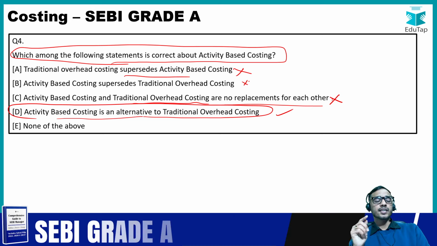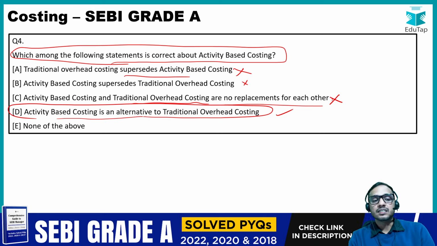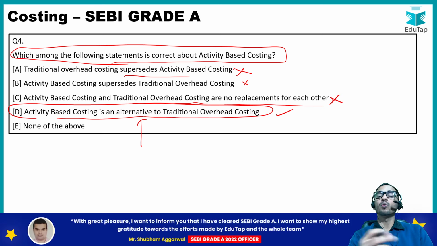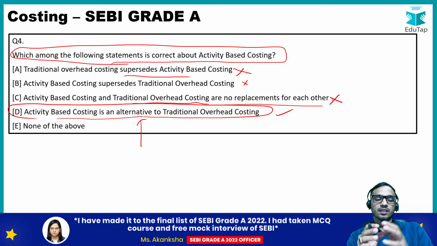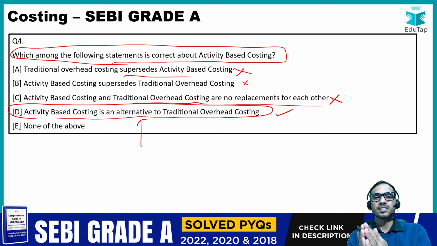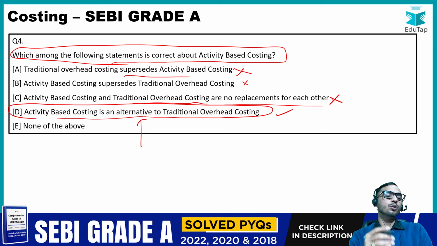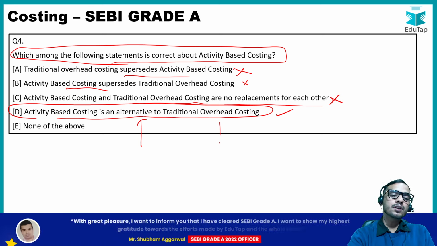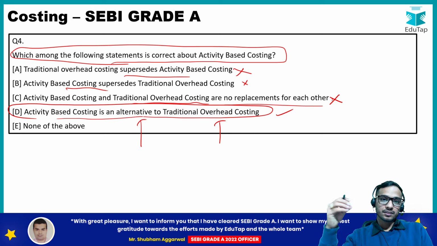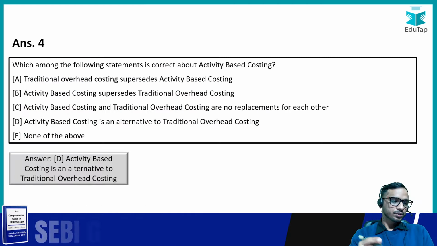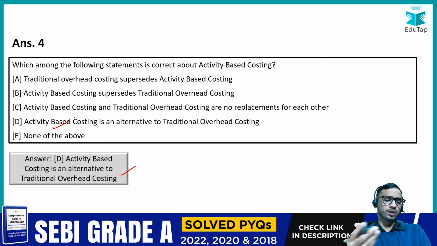Why am I saying this? See, the second statement says activity based costing supersedes traditional overhead costing. It might be correct, but here the more appropriate answer is this, because activity based costing has emerged as the alternative to traditional overhead costing. Even now, small firms use traditional overhead costing, or we call it the absorption costing approach, because they are small in nature and not very complex. So it is not that activity based costing has superseded the traditional. No, it is an alternate. It is a better alternate to traditional overhead costing. Still, some firms use traditional overhead costing and others use activity based costing, right? So we got this answer as option D. Activity based costing is an alternative to traditional overhead costing, right?